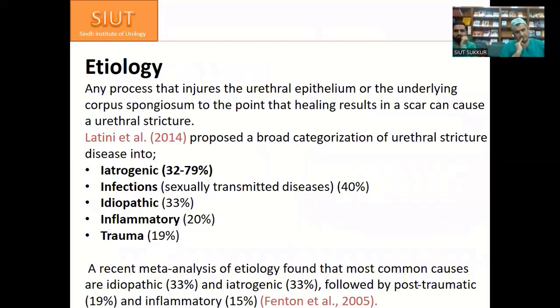But etiology: any process that injures the urethral epithelium or the underlying corpus spongiosum to the point that healing results in a scar can cause a urethral stricture. There is a broad categorization of urethral stricture into iatrogenic, most common about 32 to 79%, infections mostly caused by sexually transmitted disease about 40%, idiopathic, inflammatory, and traumatic.